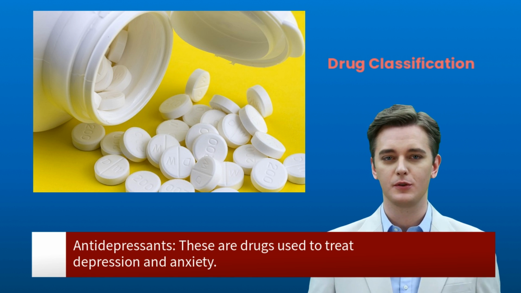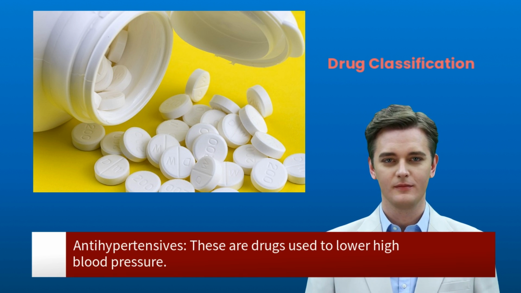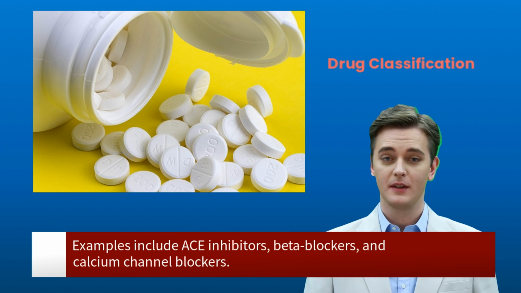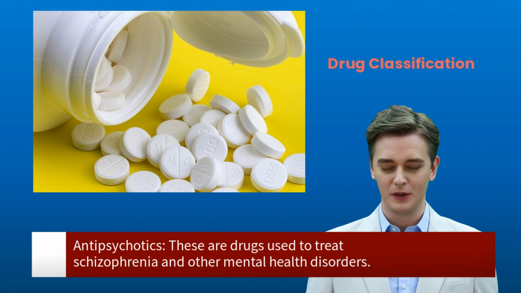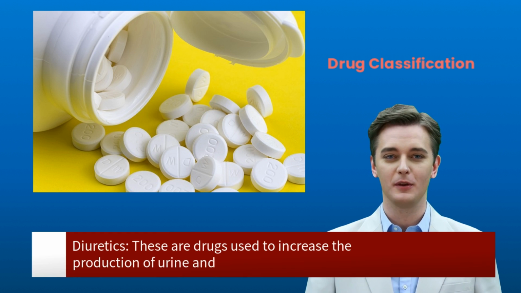Antidepressants. These are drugs used to treat depression and anxiety. Examples include selective serotonin reuptake inhibitors (SSRIs) such as fluoxetine and sertraline. Antihypertensives. These are drugs used to lower high blood pressure. Examples include ACE inhibitors, beta blockers, and calcium channel blockers. Antipsychotics. These are drugs used to treat schizophrenia and other mental health disorders. Examples include haloperidol and risperidone.